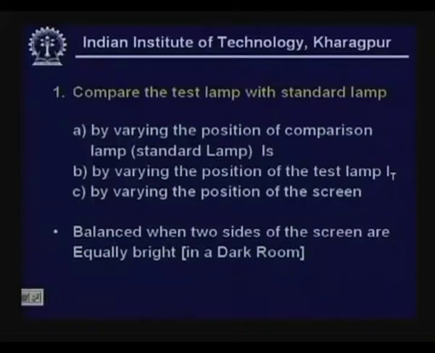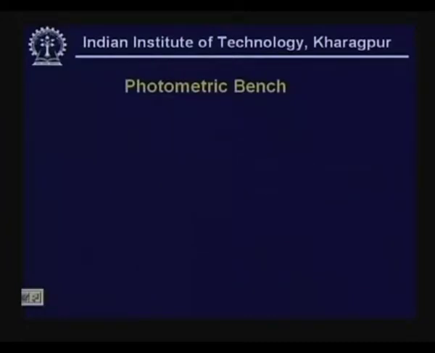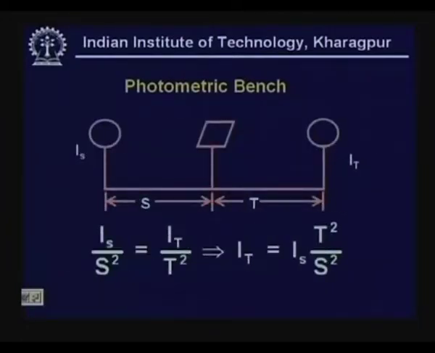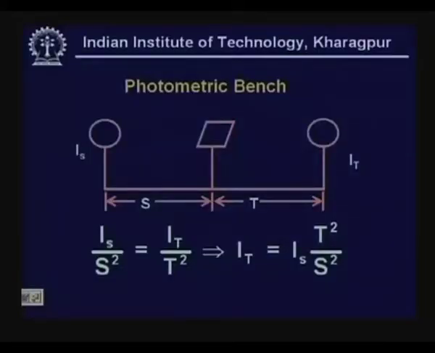Of course, some of us have done some of these experiments using photometric benches in school physics classes on light experiments. Here is a picture which shows the arrangement for a photometric bench. The first method which we said is on a single bench, simultaneously both the lamps are located and the photometric head is placed in between them. Let the distance between the standard source and the photometric head be S, and that between the photometric head and the test lamp be T.